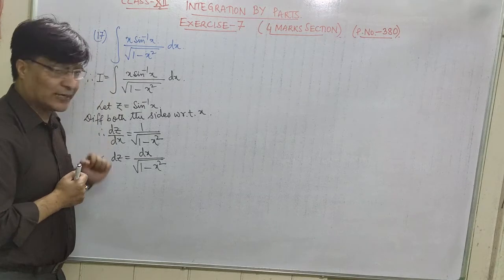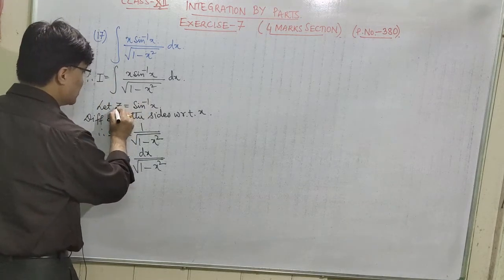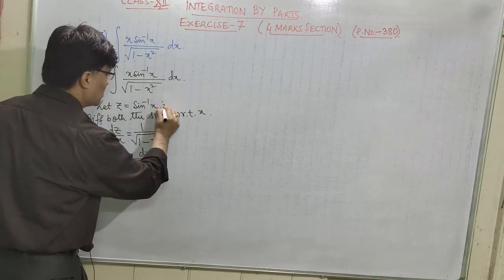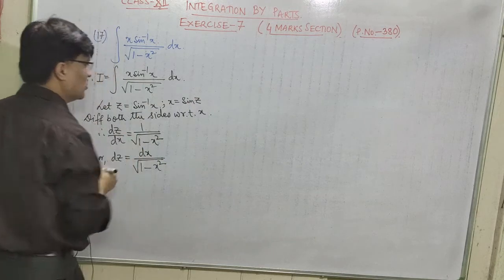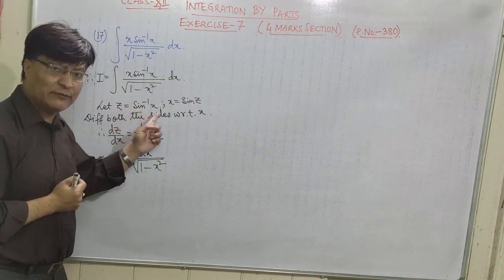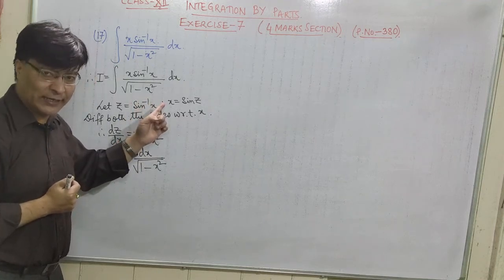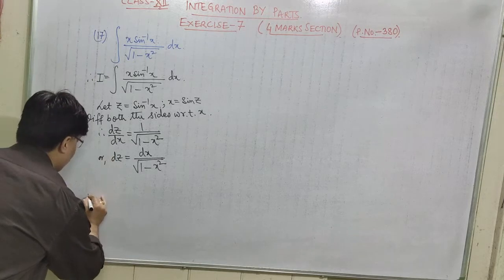So what will you do with this x? You have to write it in terms of z again. From here, if z is equal to sine inverse x, what is the value for x? x is equal to sine z. Okay, from z is equal to sine inverse x, you can get the value for x, that is x is equal to sine z. So what is I now?